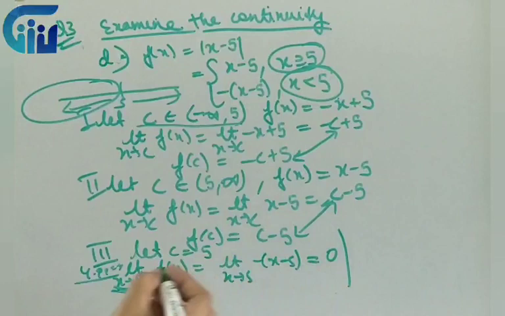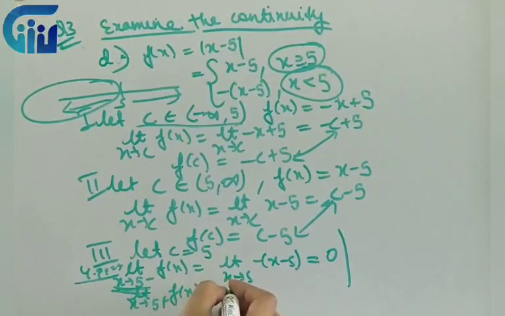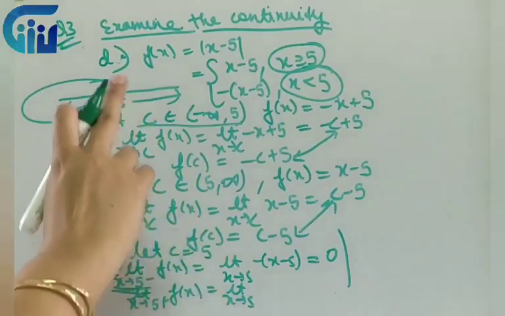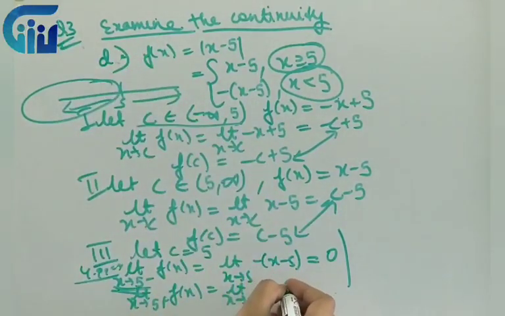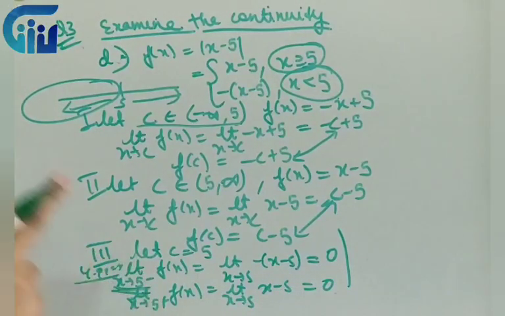Similarly, what will be my right hand limit? It will be limit x tending to 5 plus f of x. Now if I say 5 plus, it means x is greater than 5. So it is x minus 5. If I put 5 over here, I'll get 0. So this is left hand limit, right hand limit, because we are at point 5 now.